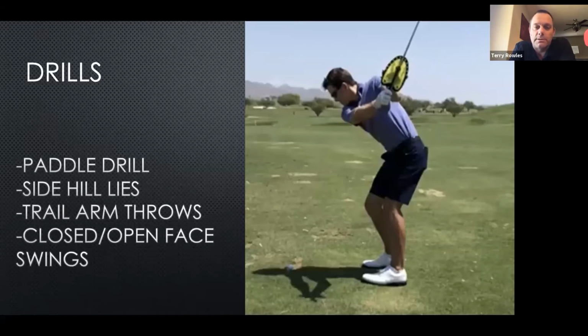We like using side hill lies. Somebody who's going to be a weaker grip needs their swing direction to go more to the left, so you're going to hit downhill more. Somebody with a stronger grip is going to need their swing direction to be more to the right, so they can hit uphill to get the feel.